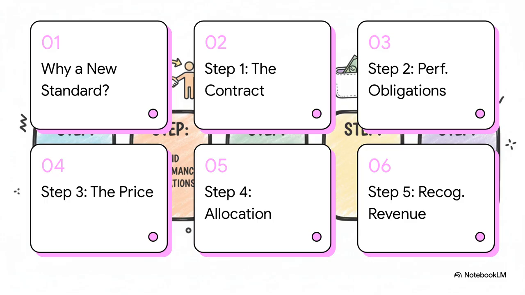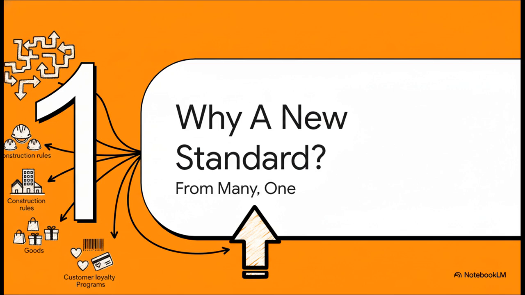Okay, here's our game plan. We're going to start with the why, what was the problem that needed fixing? Then we'll walk through the 5 steps, following the journey of a transaction from the initial handshake all the way to putting that revenue on the books. Let's dive in.